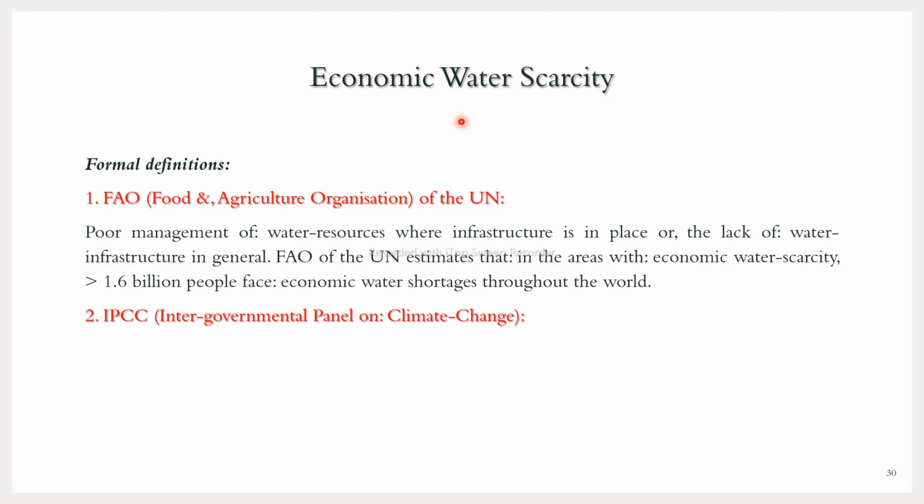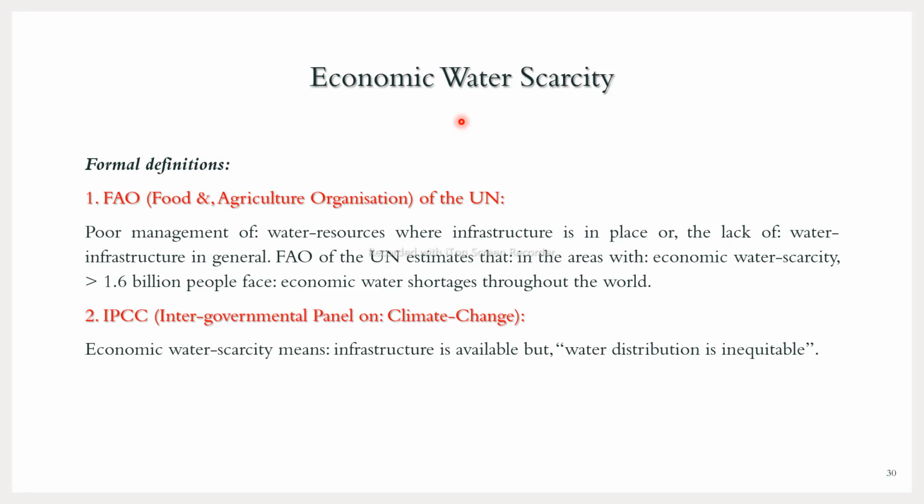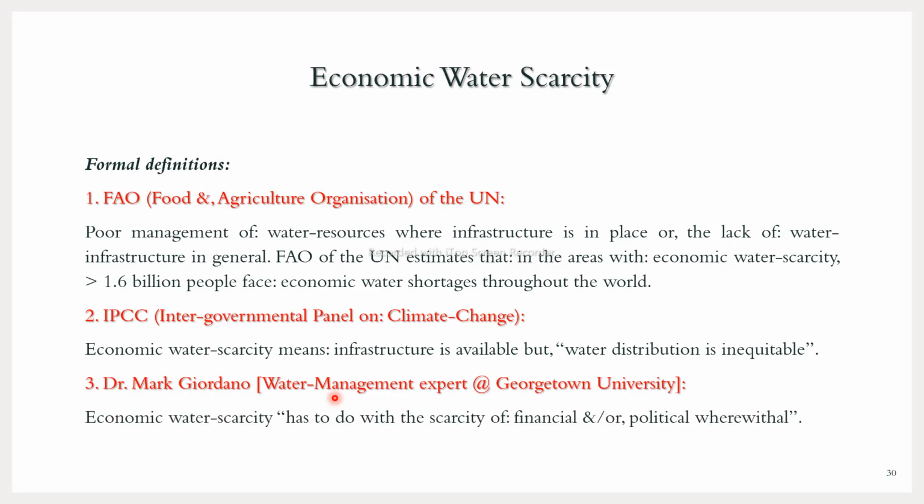The Intergovernmental Panel on Climate Change (IPCC) says that economic water scarcity means infrastructure is available, but water distribution is inequitable. Another remark is by Dr. Mark Giordano, a water management expert at Georgetown University. He says economic water scarcity has to do with the scarcity of financial and/or political wherewithal.